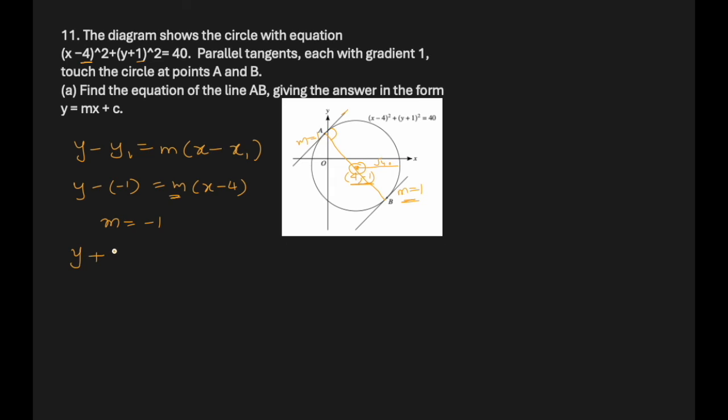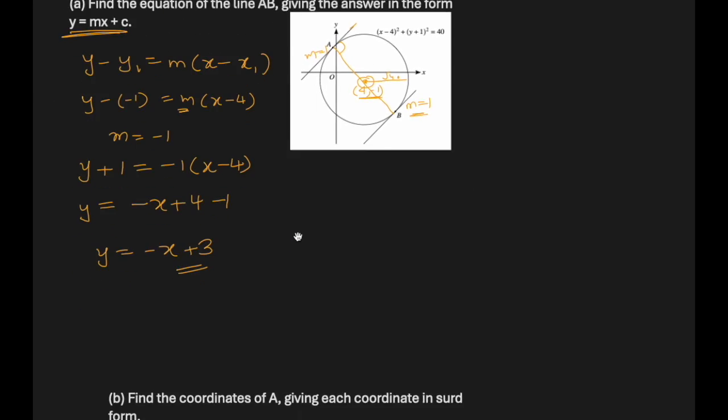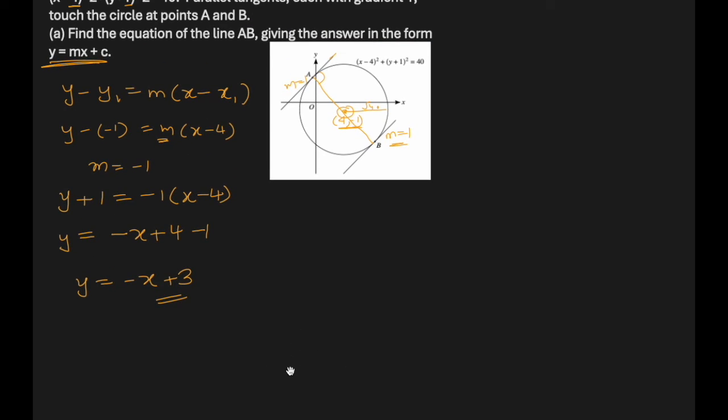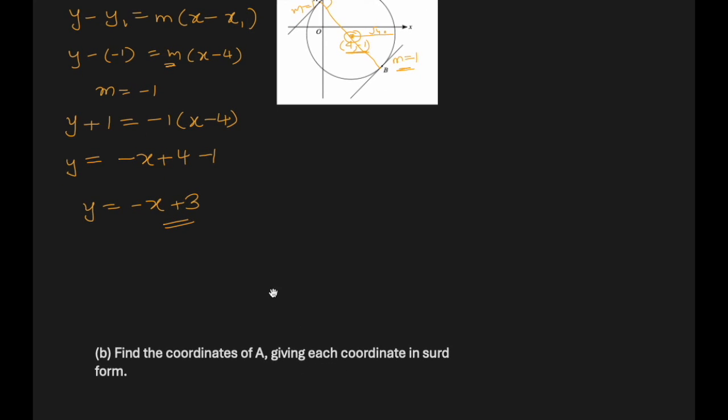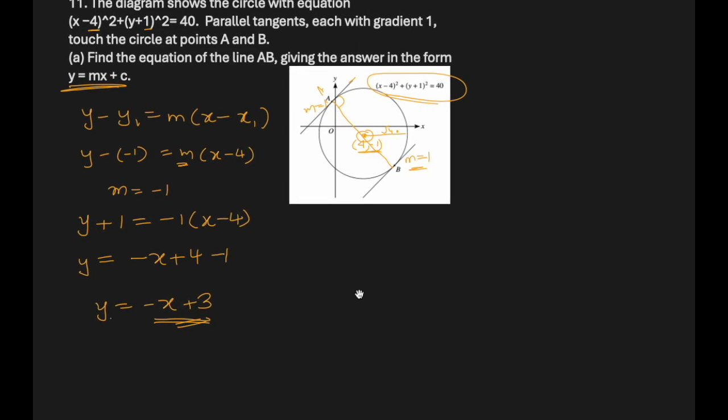So our equation becomes y plus 1 equal to negative 1 times (x minus 4), and we want this format, so keep y here, open this bracket, becomes minus x plus 4, and this plus 1 will come here. So y equal to minus x plus 3. That's the equation of the line AB. Find the coordinates of A, giving each coordinate in surd form. Okay, so let's do it here.